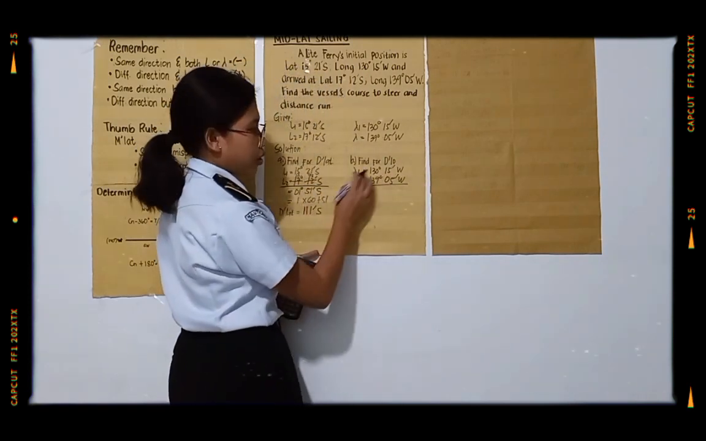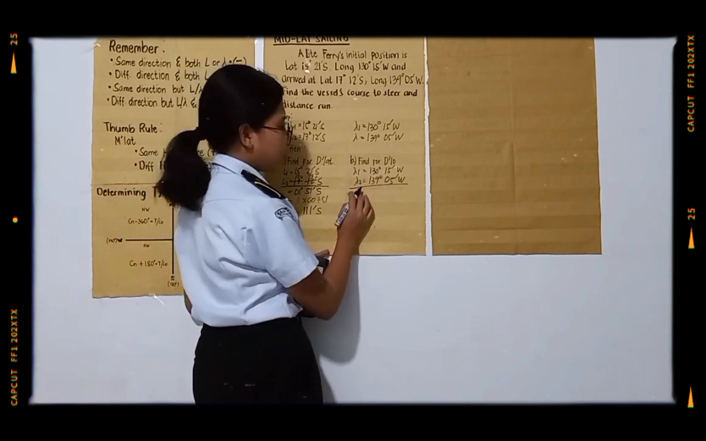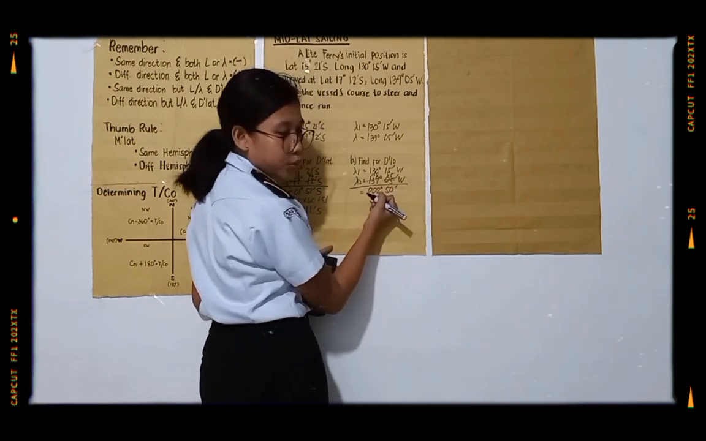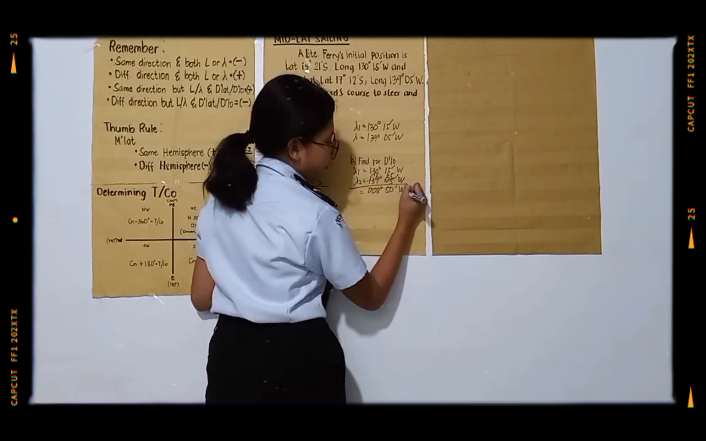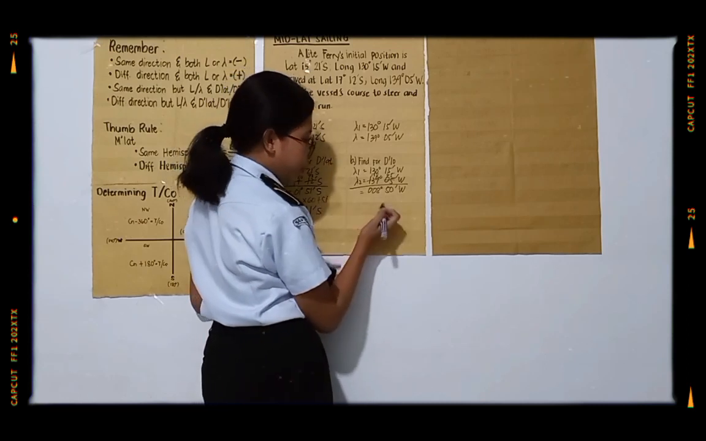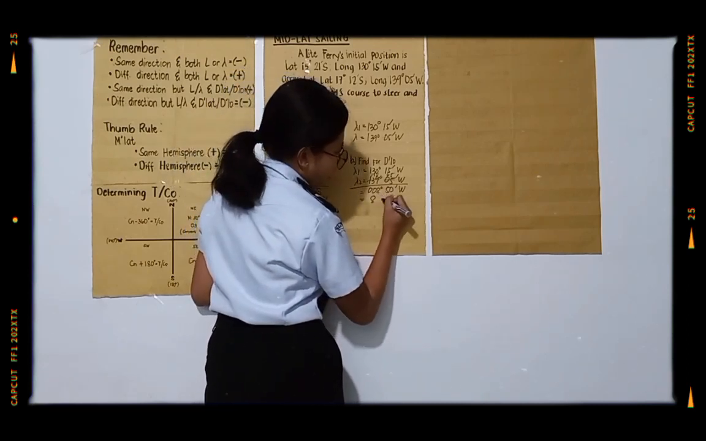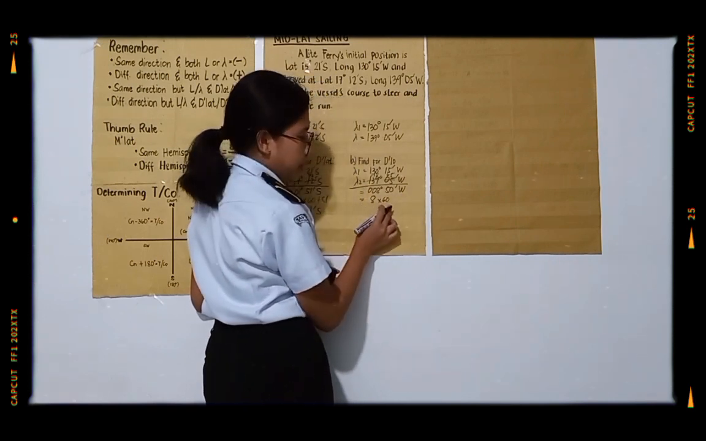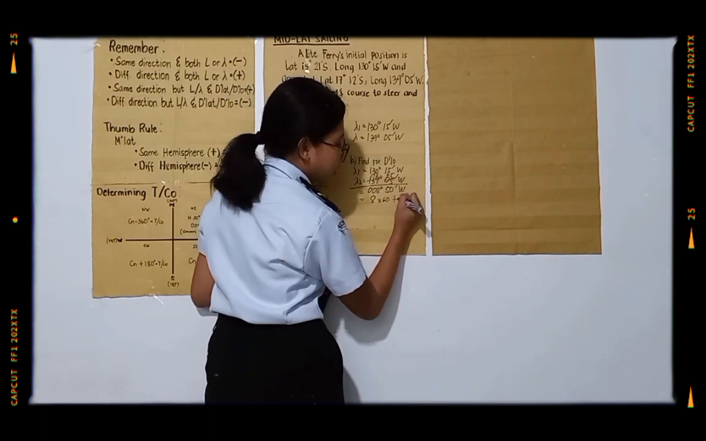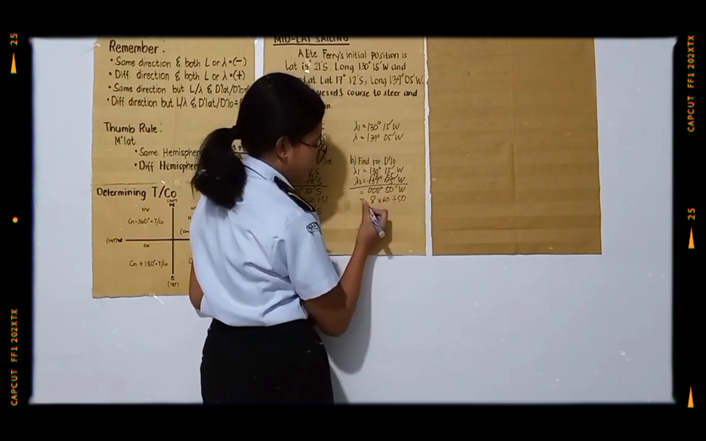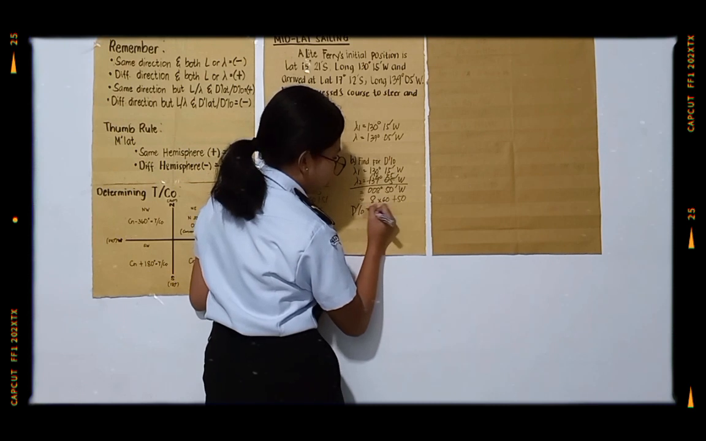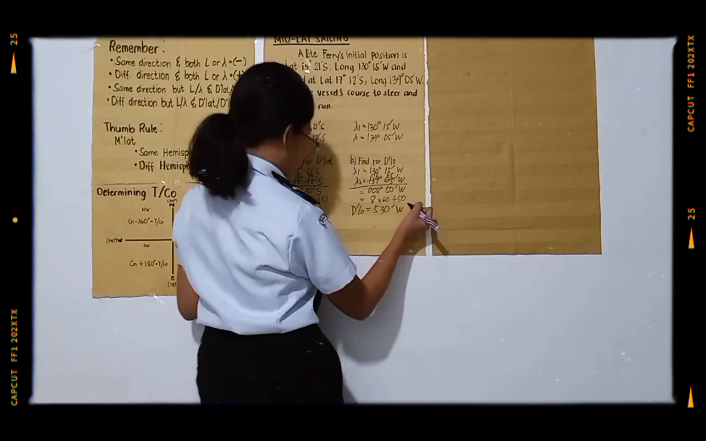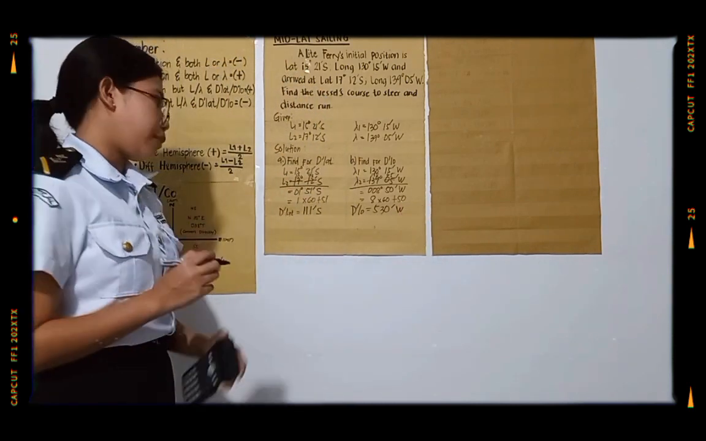So same here, we need to subtract longitude 1 and longitude 2. The direction would also be west. Convert it into whole minutes. 8 multiplied by 60 is equal to 480 plus 50 minutes. D long would be equal to 530 minutes west. And now let's solve for the MLAT.